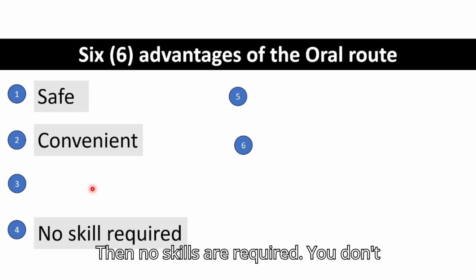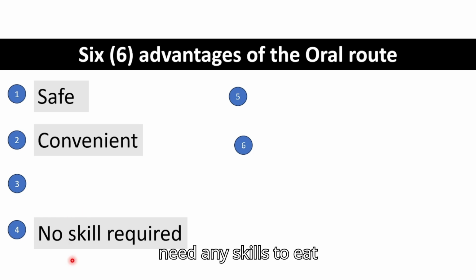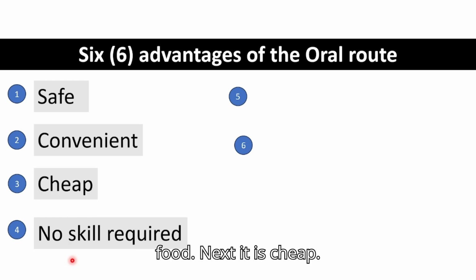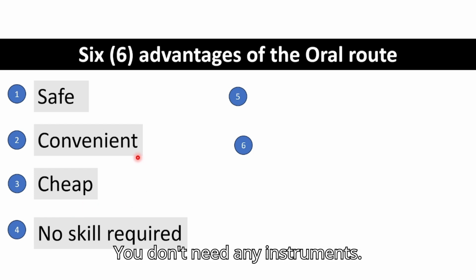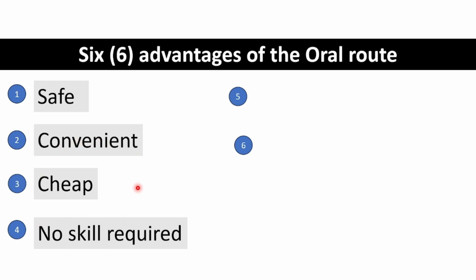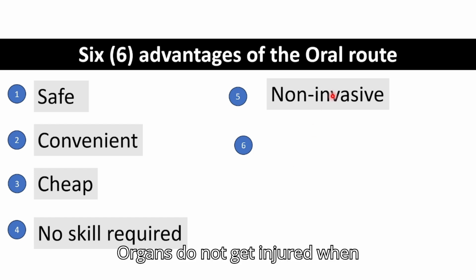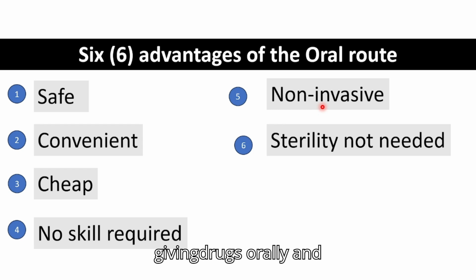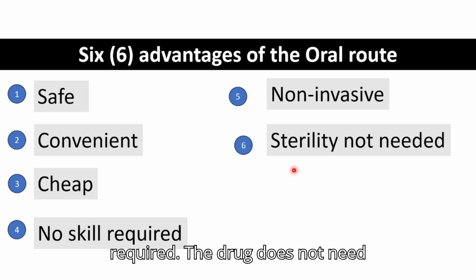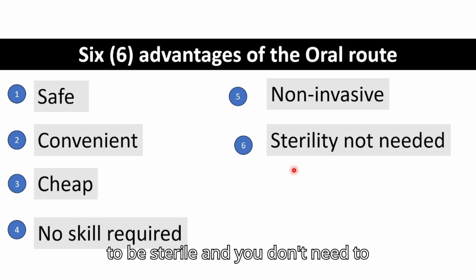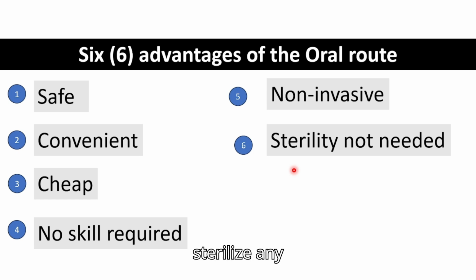No skills are required. You don't need any skills to eat food. Next, it is cheap. You don't need any instruments. Next, it is non-invasive. Organs do not get injured when giving drugs orally, and sterile conditions are not required. The drug does not need to be sterile, and you don't need to sterilize any surfaces.